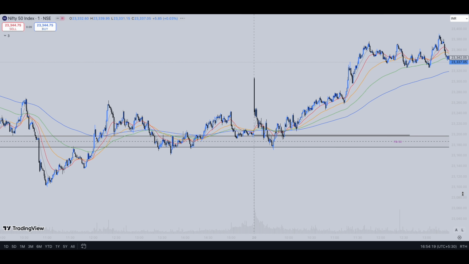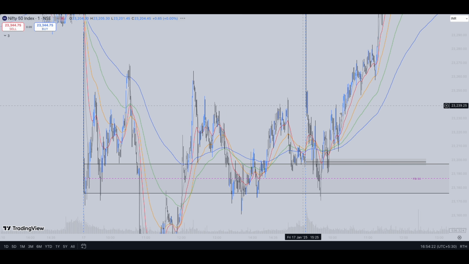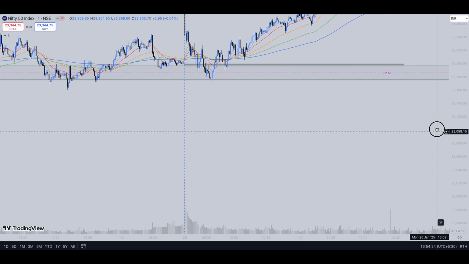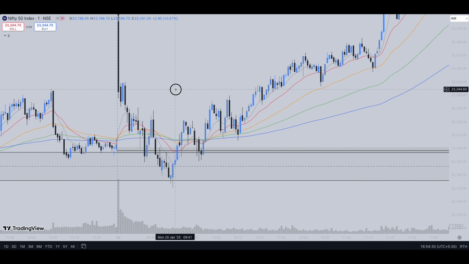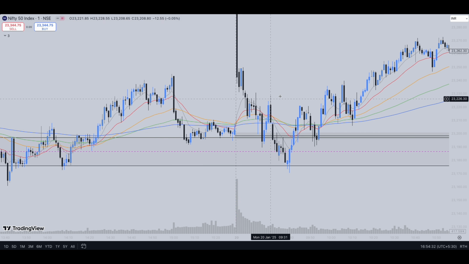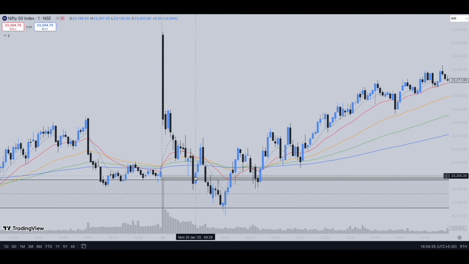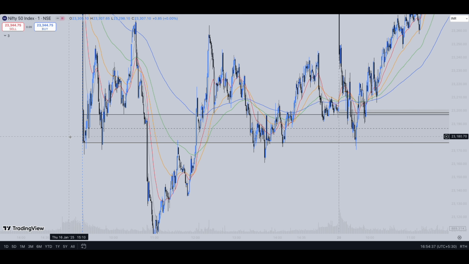And if you see the same thing in the 1 minute time frame, you can see that the market gapped up. The expectation is that the market would retrace till the pivot levels and would rally upwards. But what actually happened is that the market came all the way to this 50 level.